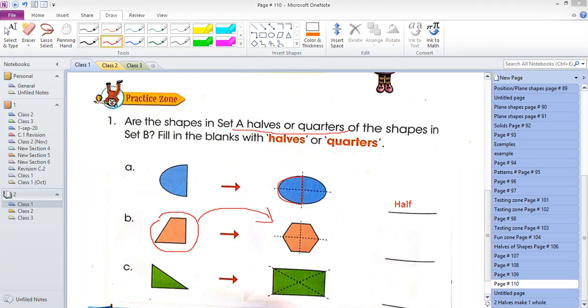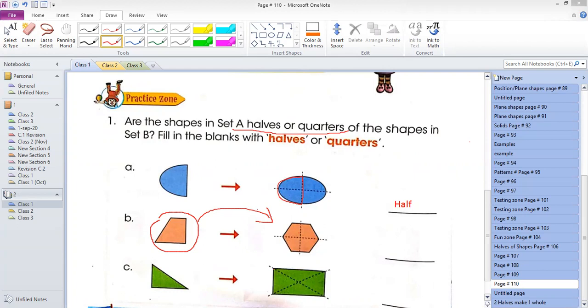Hamad Al Khalf. Yes, sir. Yes, Hamad. Check the shape of B. Is it a quarter of this hexagon or half? A quarter. Okay, yes, thank you. Okay, guys, these two students are saying quarter. What do you say? Is it quarter or half?